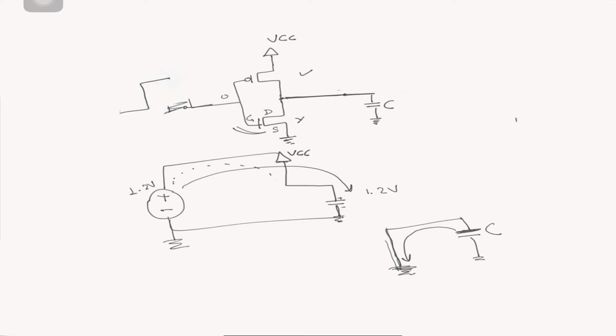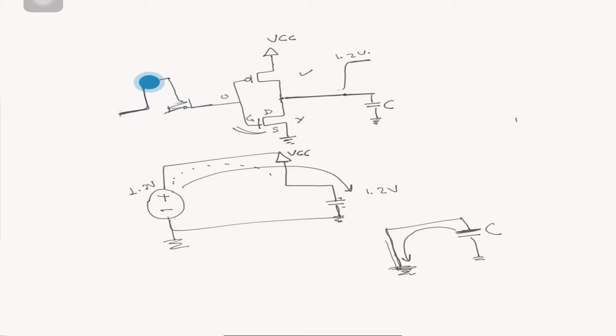0 and 1, so output, during 0, output gradually charges. It will take a little time for the capacitor to charge. It will reach 1.2 volt, and then as soon as it goes down, sorry, that was 0.